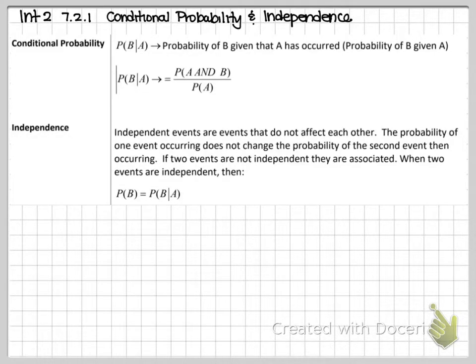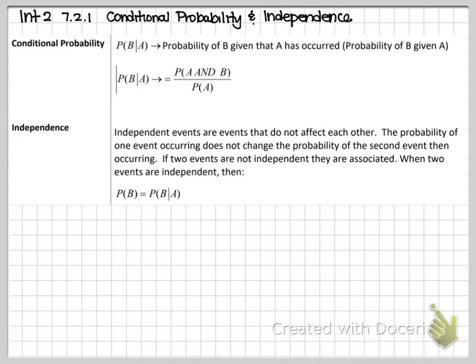Okay, this is Integrated 2, 7.2.1. Now we're going to continue on with probability, but we're going to move to conditional probability and what independence means. So conditional probability is when you know one event has already occurred. So if the event has already occurred, what's the probability of a separate event occurring now? So that's what we say with our conditional here.